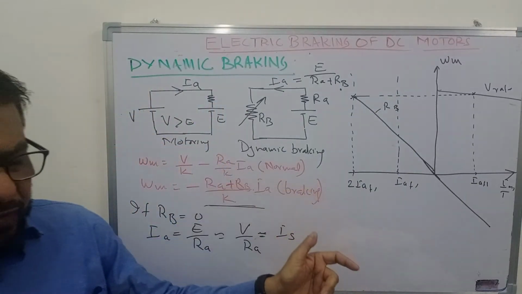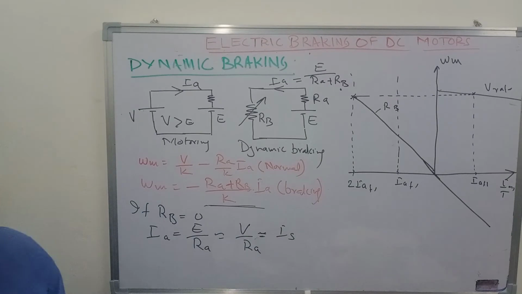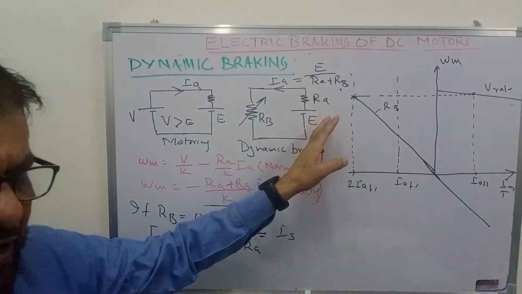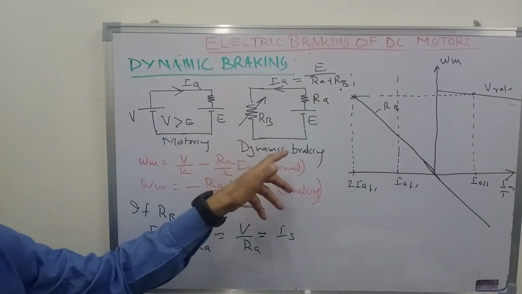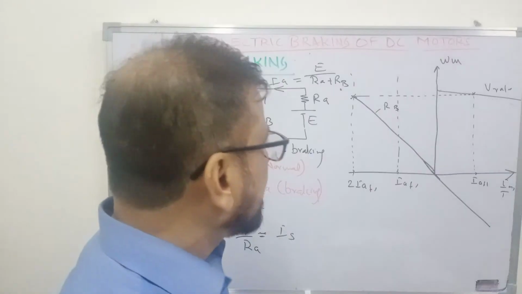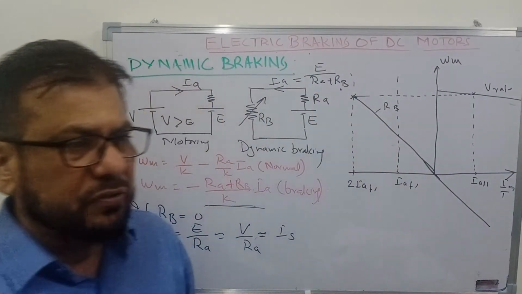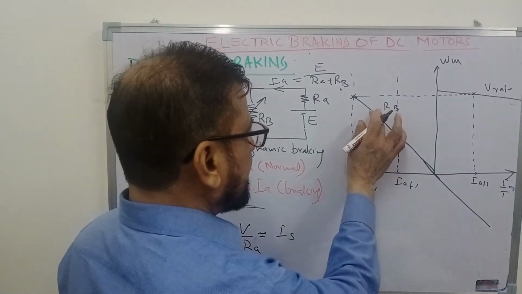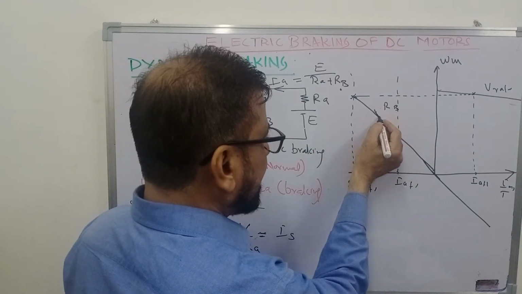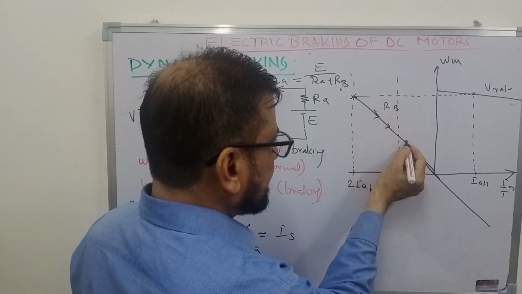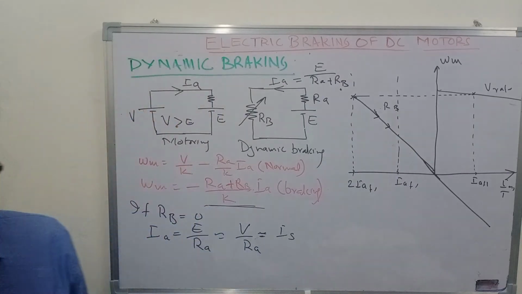You have a torque which is twice the full load torque of the motor in the reverse direction, because Ia is now opposite, so the torque is also negative. Because of this negative torque, the speed of the motor will start decreasing, and you will move somewhere like this. But you want to quickly stop the motor.